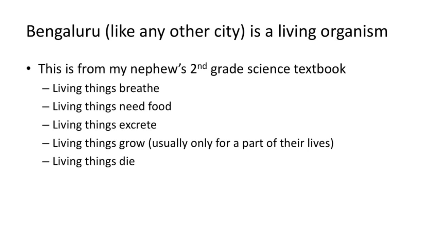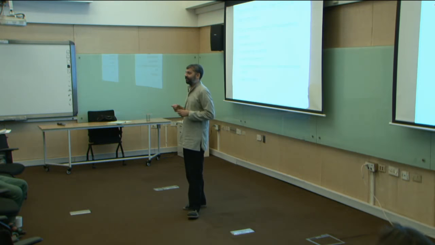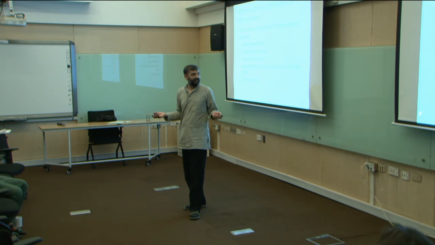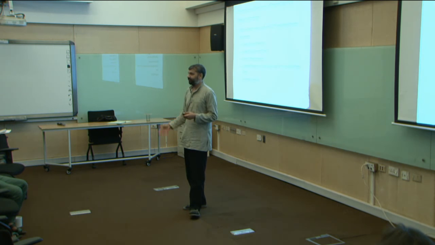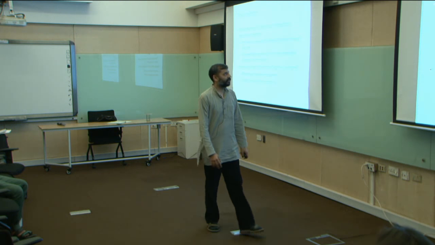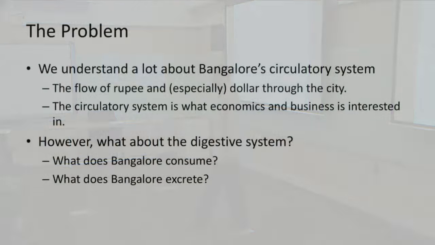Living things grow, usually only for a part of their lives. This is also true with most cities. If you look at history and take a slightly longitudinal view of how cities have grown, this is true too. Living things die, and lots of cities die. Okay, so what is the problem?